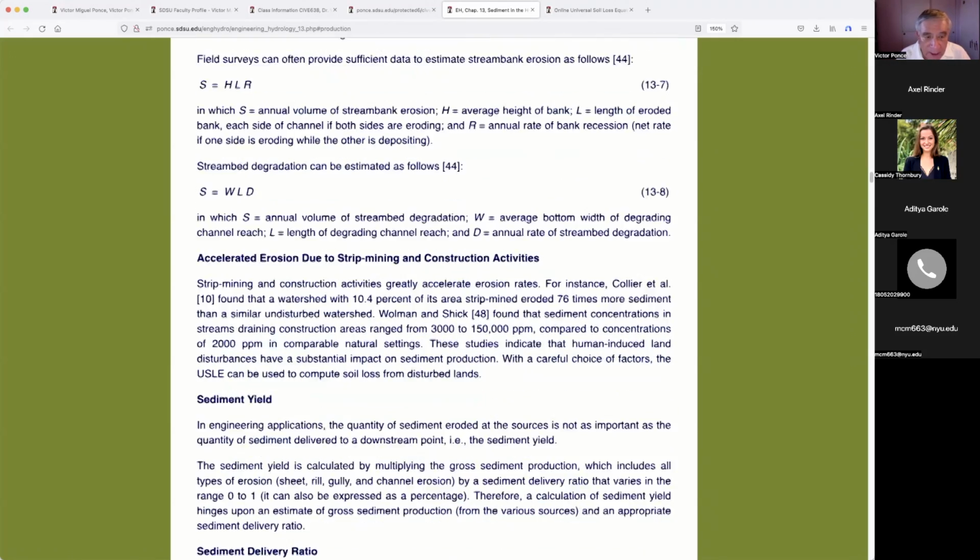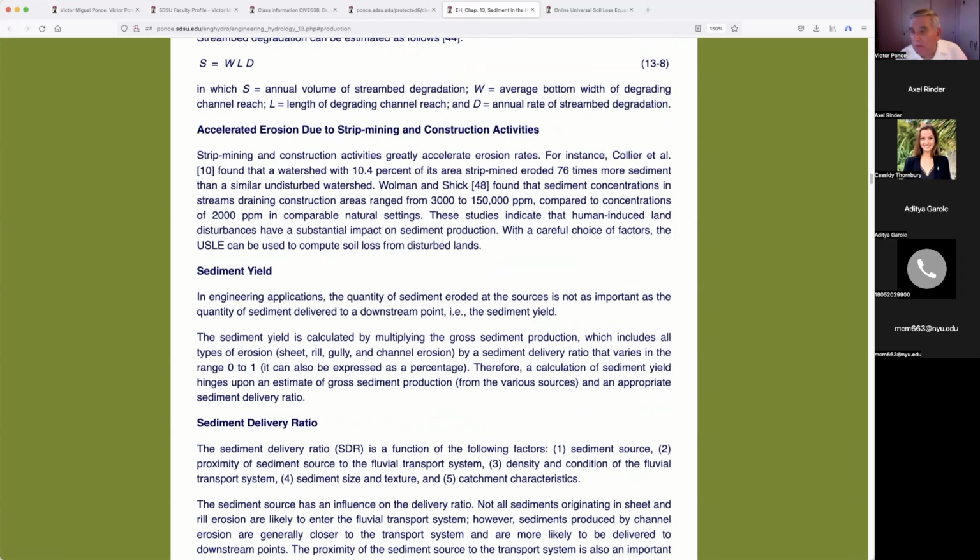Okay, accelerated erosion due to strip mining. Strip mining was something that was being done in the 70s. And I remember when I was at Colorado State, my professors had projects to do strip mining studies. So I worked on this quite extensively for a few years. Strip mining is important. It was more important at that time. Now it isn't. Why? Because strip mining was for coal. And now we're not mining any coal. It's bad.